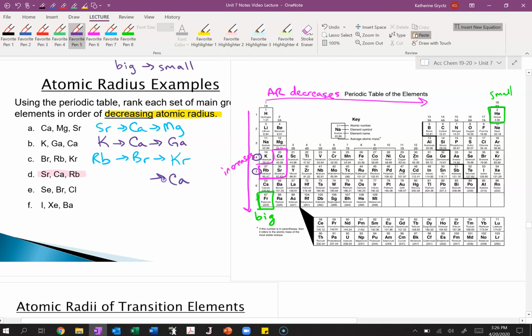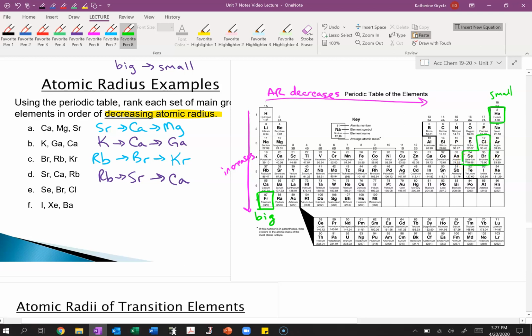I know that. But out of rubidium and strontium, we want to know who is smaller. If they're in the same energy level, then we're comparing protons. Strontium has 38 protons and rubidium only has 37. So strontium is going to pull its electrons in tighter. So strontium is going to be a little smaller than rubidium. Okay, then we've got selenium, bromine, and chlorine.